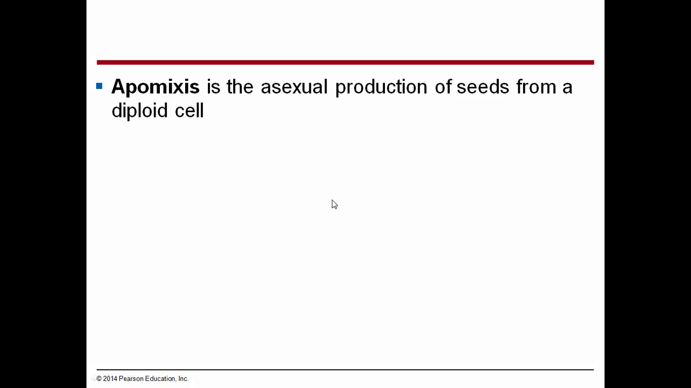Apomixis is the asexual reproduction of seeds from a diploid cell. So apomixis is when it's basically selfing. It's cloning the seeds, but it uses the seed and dispersal mechanism as a way of reproduction.